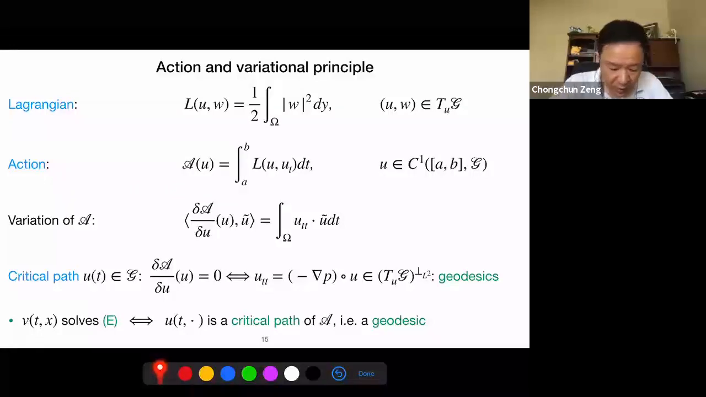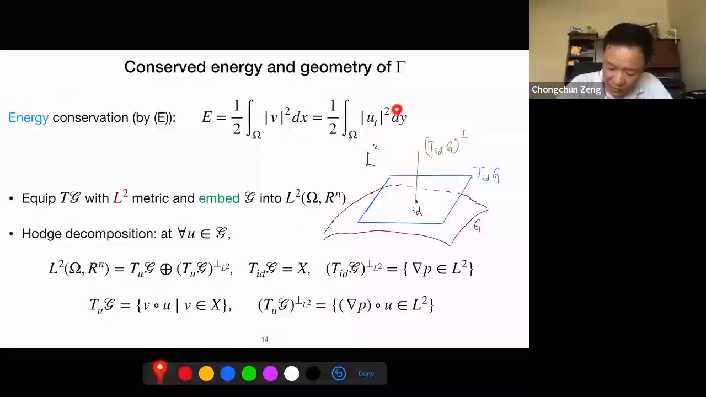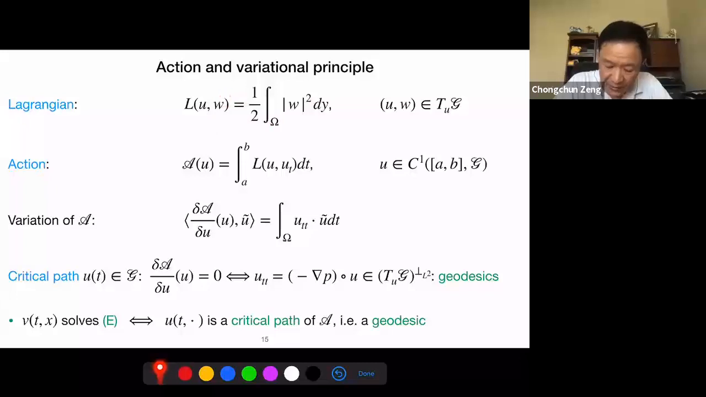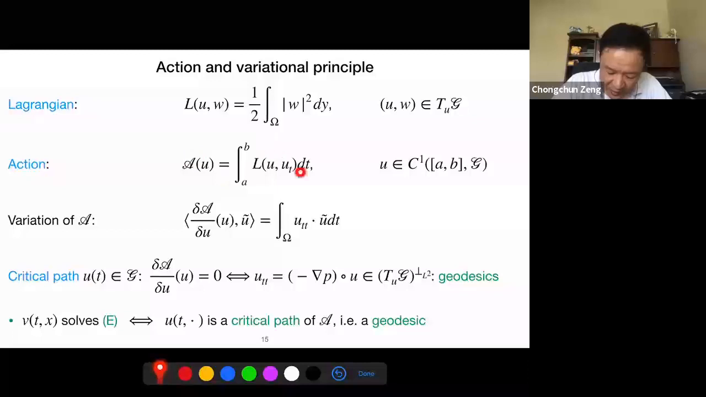Then from the conserved energy, there is a conservation of energy, which is basically the kinetic energy. And then one can perform a Legendre transformation and come up with the Lagrangian. So the Lagrangian is a functional defined on the tangent bundle of the configuration space. And this is exactly just the L2 norm of the tangent vector field of the configuration space. So the Lagrangian looks exactly like the energy, but that is only because there is no potential energy in this case. And then we can define the action.